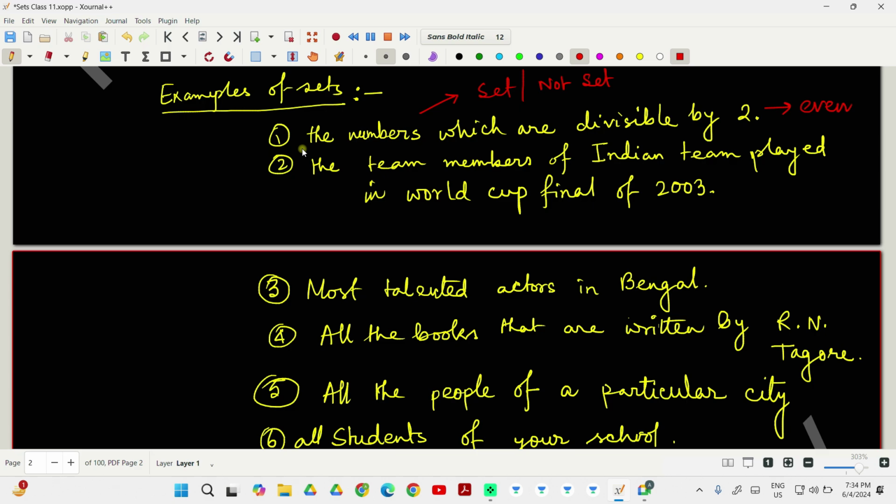Yes, this is a set. This makes a set, and this also makes a set. Now tell me, what about example number 3? Most talented actors in Bengal. Good. Why is this not a set? This is not a set.